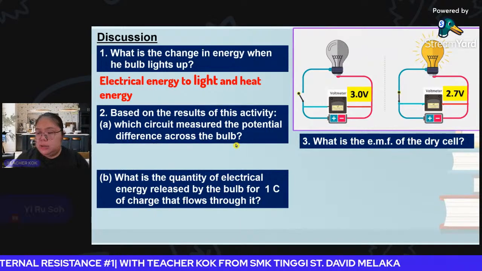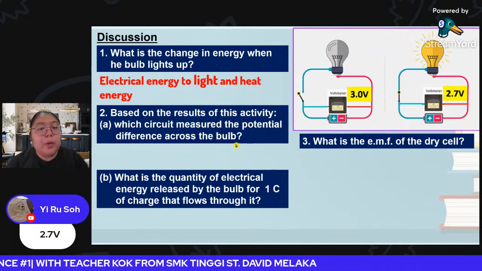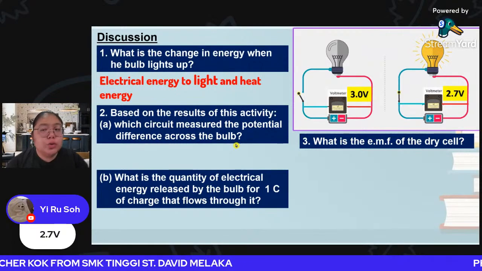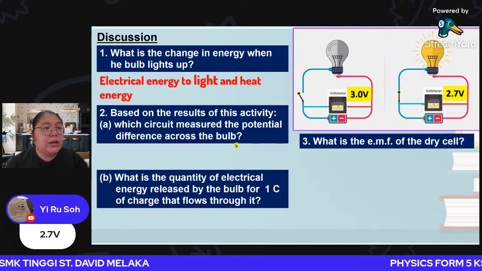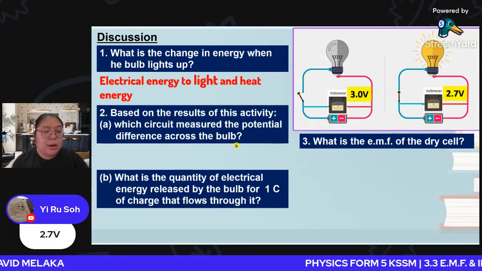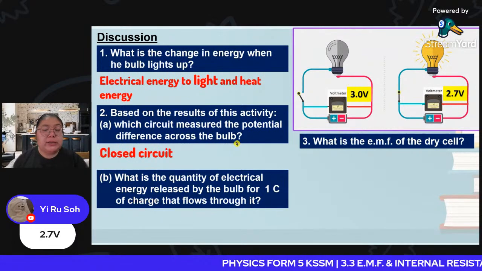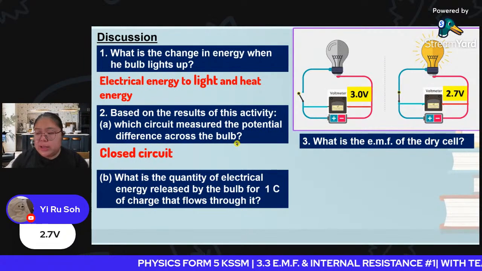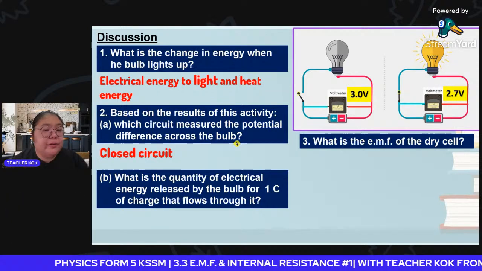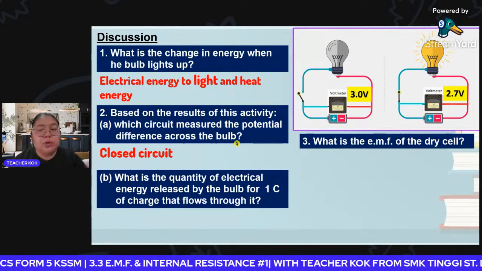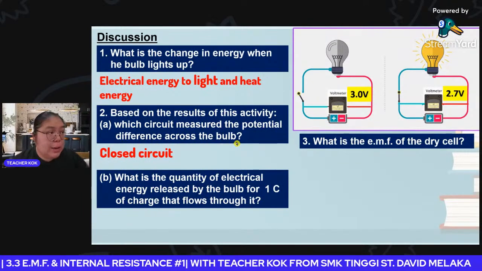Okay, yeah. They told me there's a 2.7. Yeah, that's correct. So 2.7 shows the potential difference of the bulb. From here, there's a closed circuit. When there's a closed circuit, we can see the potential difference. When the circuit is open, we totally cannot see it. We can only see EMF.